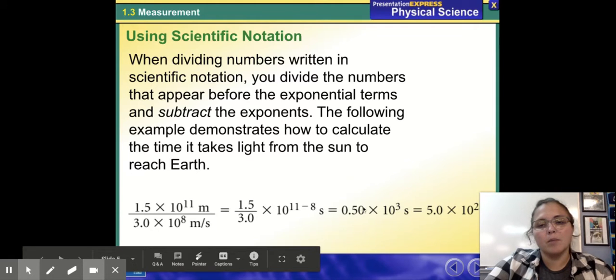Again, this number needs to be a number between 1 and 10. And so we would move our decimal place one more spot over to the right, and that makes our exponent become 2. So 5.0 times 10 to the 2nd.